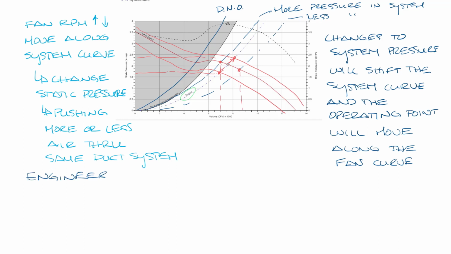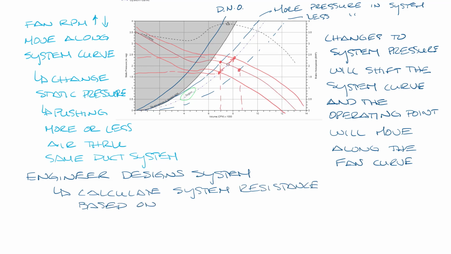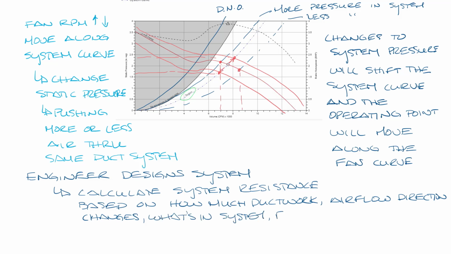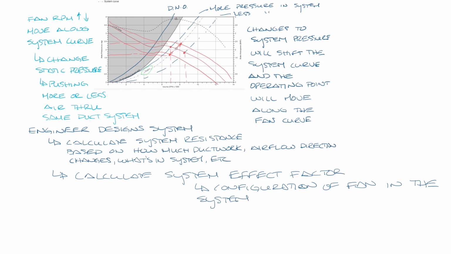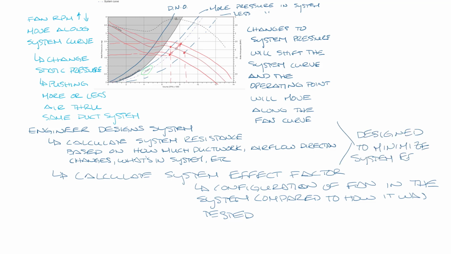When an engineer designs an HVAC system, they can calculate the system resistance based on how much ductwork is in the system, whether the airflow has to change direction, what's in the system like diffusers, water coils, and so on. Let's make a little bit more room. Then they can calculate the system effect factor, which is based on the configuration of the fan in the system compared to the ideal situation in which it was tested. So the engineer can basically calculate the equivalent resistance in the system and use that to get the fan performance in their system that they designed. And hopefully the installation was designed to minimize the system effect.